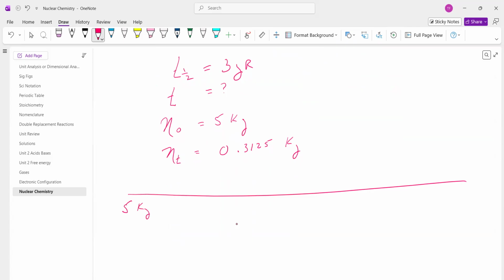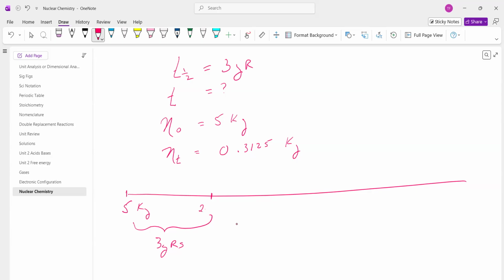Let's go 1 half-life. That's going to be 3 years. And if we started with 5, after 3 years, how much do we get? Half of 5 is 2.5.